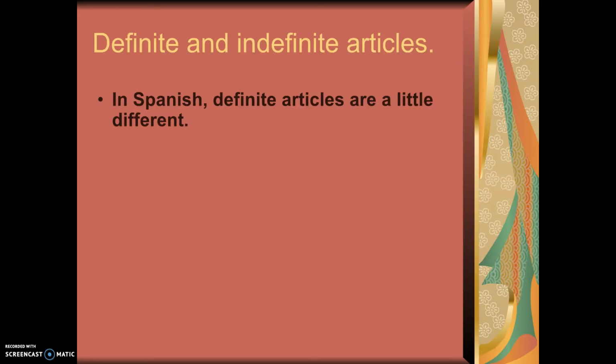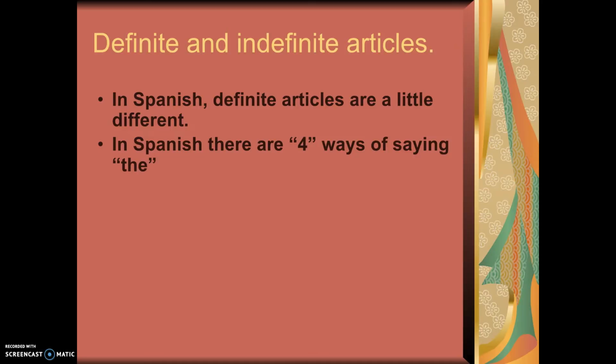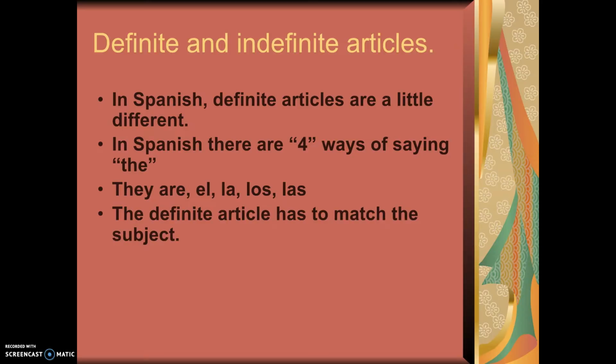And in Spanish, there's four ways of saying the. It's a little bit different. There's four ways of saying the. They are el, la, los, and las. Notice el does not have an accent here, but it's el, la, los, and las. If you were writing your vocab words, you have seen el, la, los, las, and some of the words like la pizza, el hombre. The definite article has to match the subject, so it's el hombre, los hombres, la chica, las chicas. I'm going to get into this a little bit.